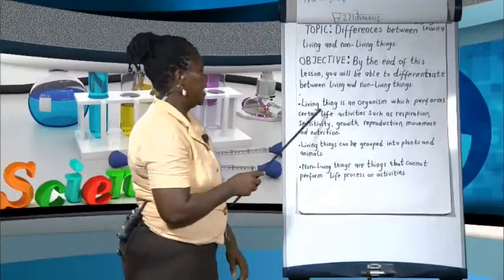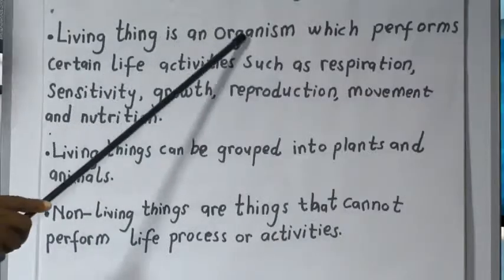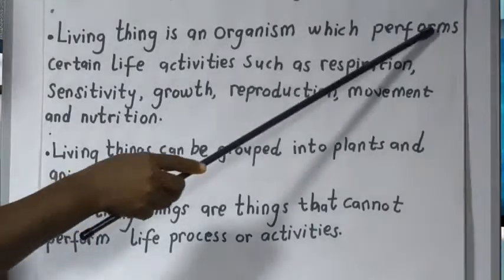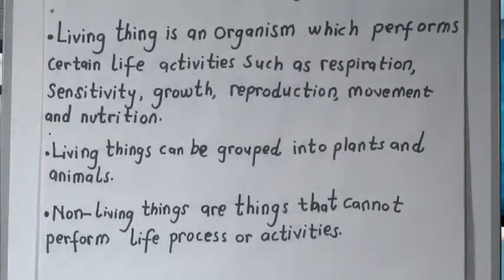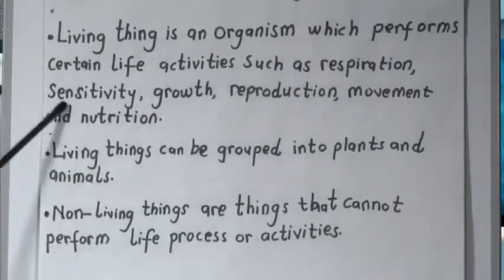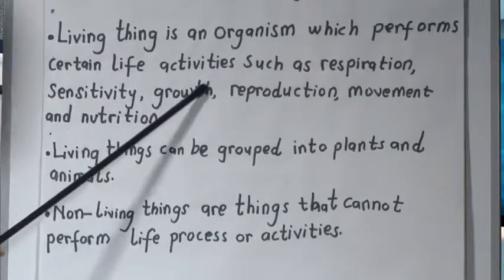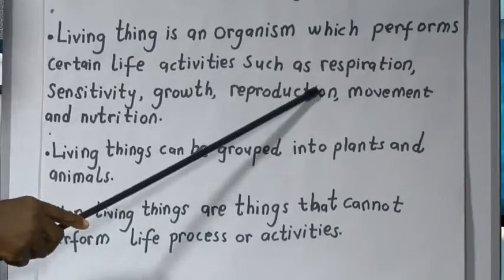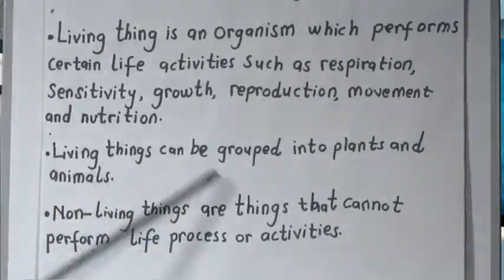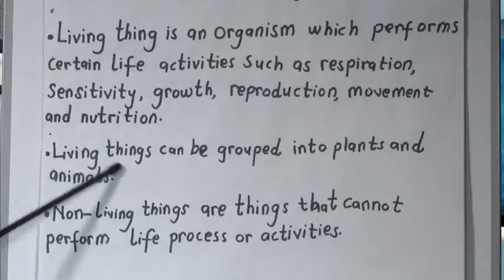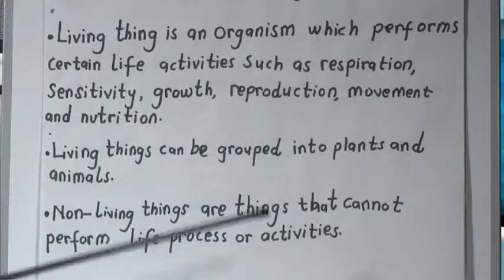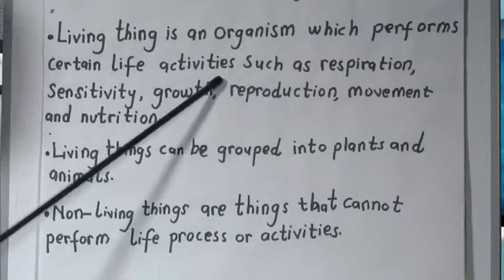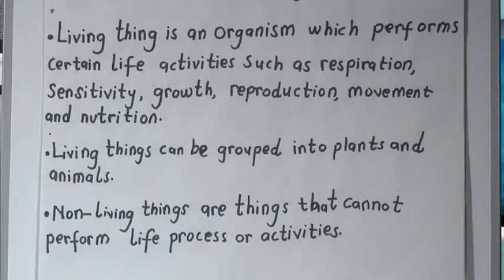Now we said living thing is an organism which performs certain life activities such as respiration, sensitivity, growth, reproduction, movement, and nutrition. And we said living things can be grouped into plants and animals. So the plants and animals, they undergo the life activities that we saw on our screen.